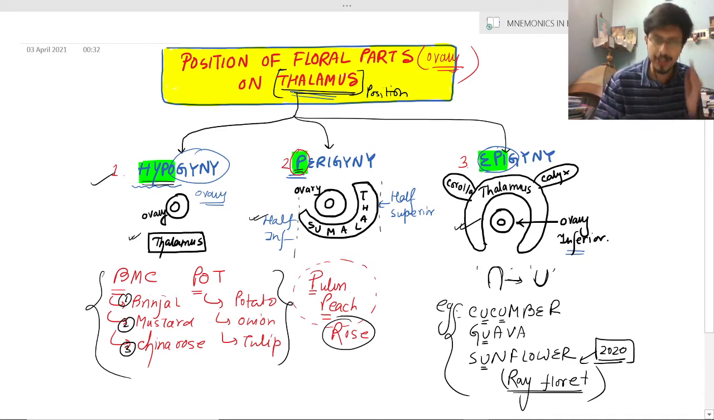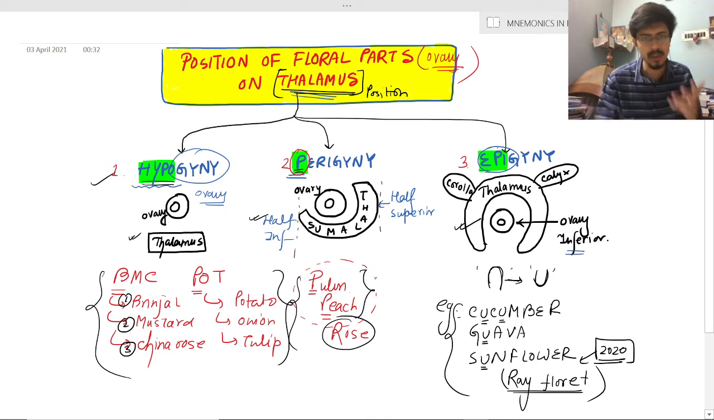Potato, onion, tulip. For perigyny, the naming starts with P. The examples are P for palm and P for peach. These two, starting with P, palm and peach, you have to remember. And an extra thing to remember is that rose is also an example of perigyny.